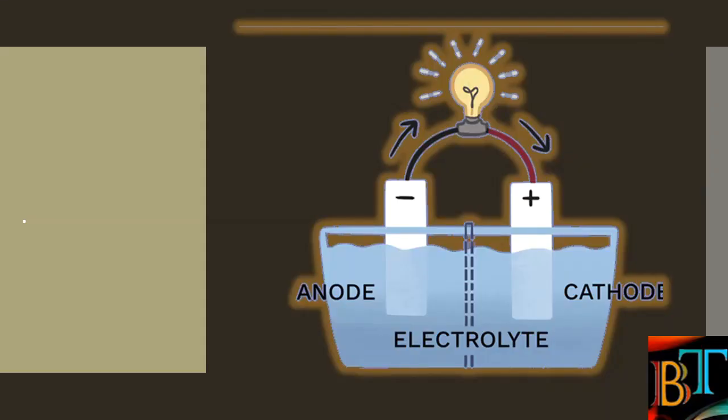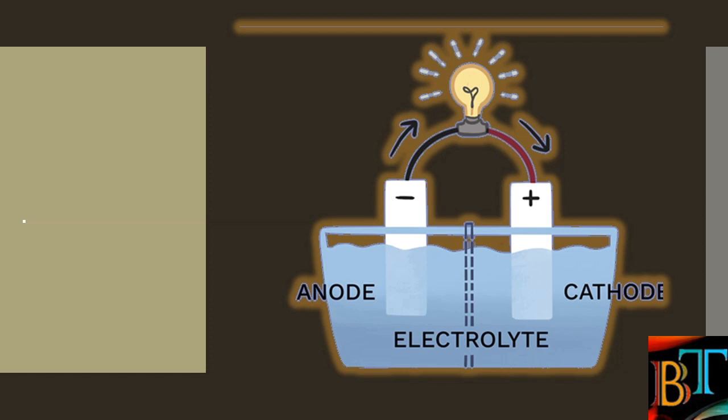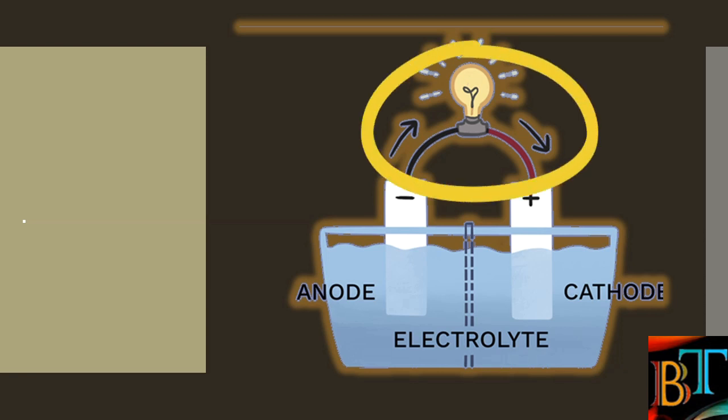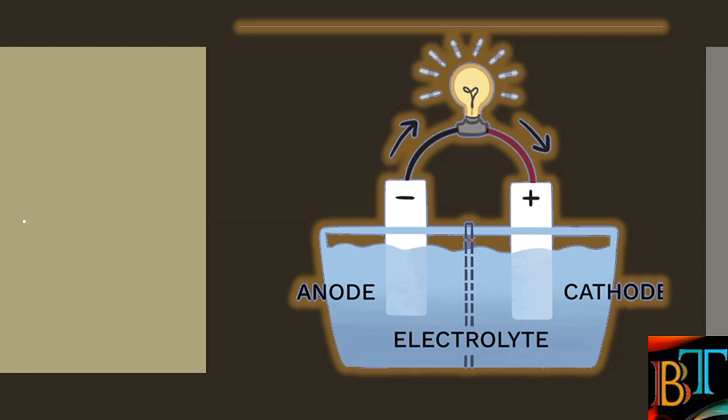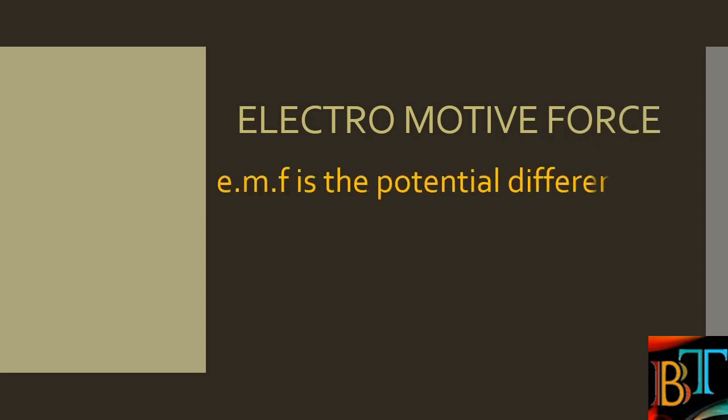A cell consists of two conductors separated by a solution called electrolyte. These conductors are called electrodes and they maintain a constant potential difference as a result of chemical reactions in the electrolyte and provide a continuous flow of electrons. Thus, a cell works as a source of electricity. The potential difference across the electrodes is called electromotive force or EMF.